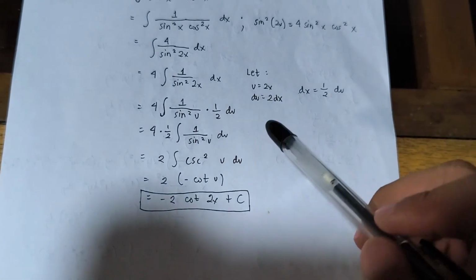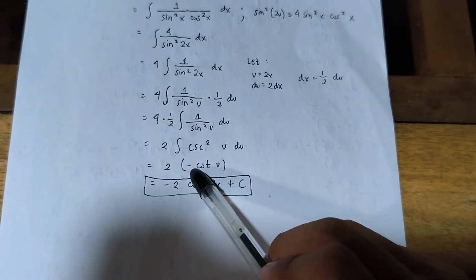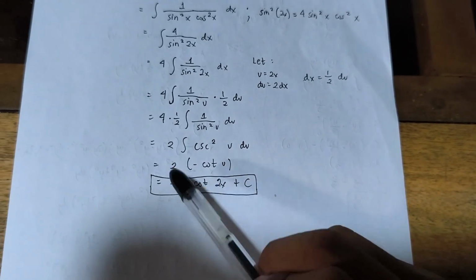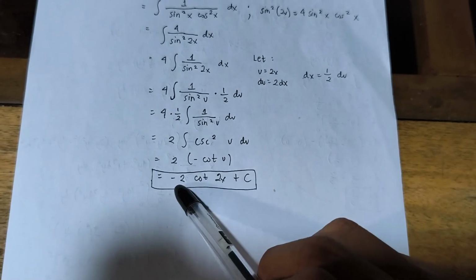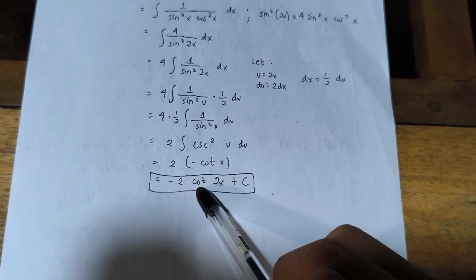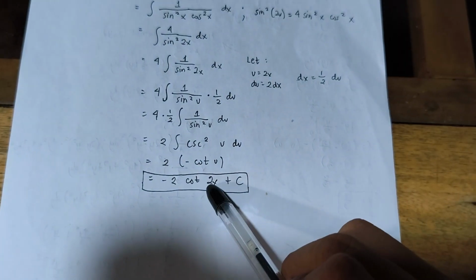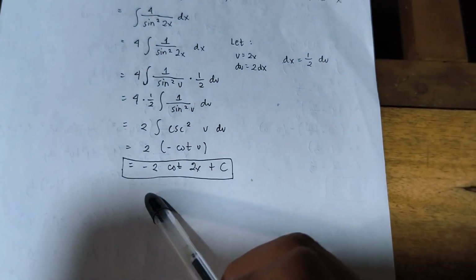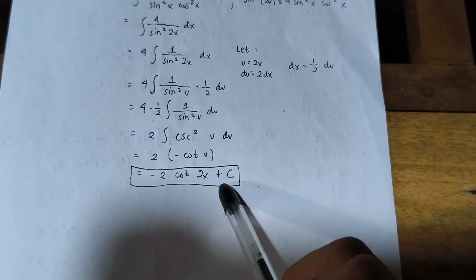Then since the integral of cosecant squared u du is equal to negative cotangent u, we have 2 times negative cotangent u, so we have negative 2 cotangent u. Since u is equal to 2x, we have 2x plus c. So the final answer is negative 2 cotangent 2x plus c.